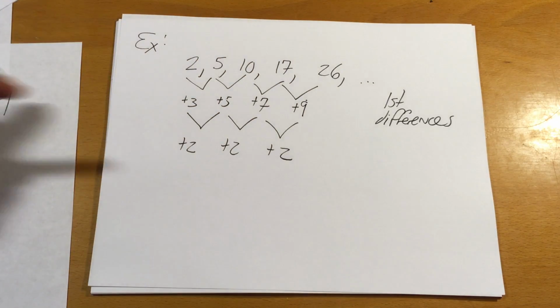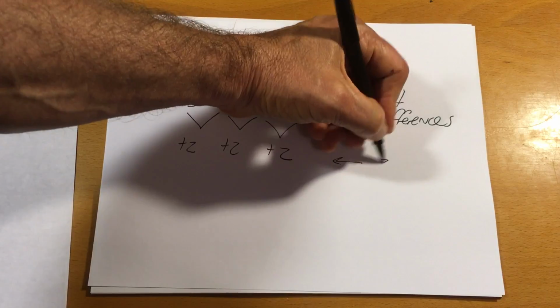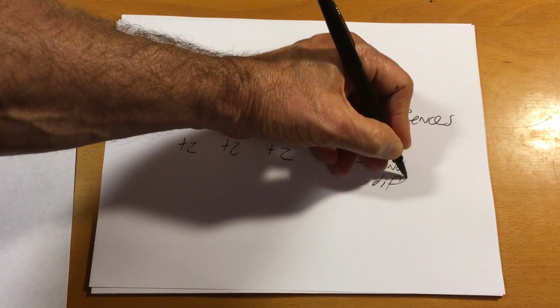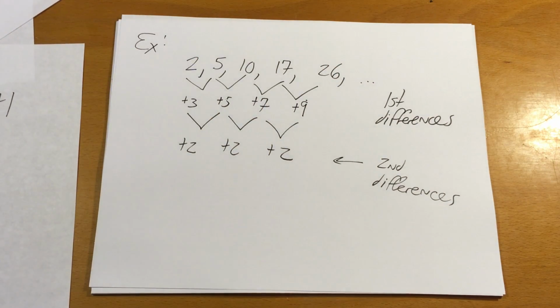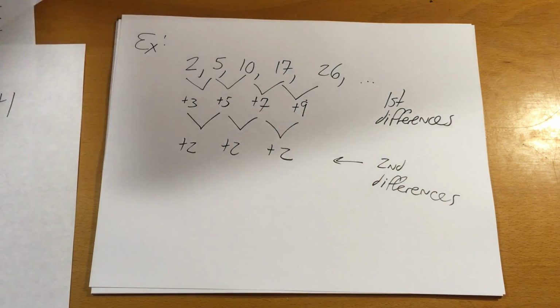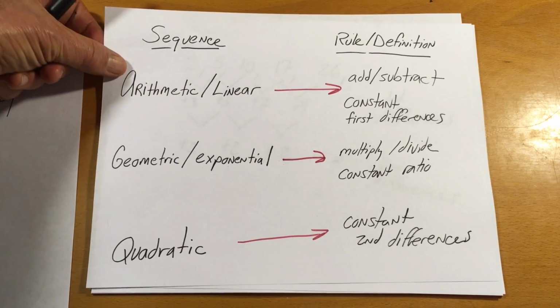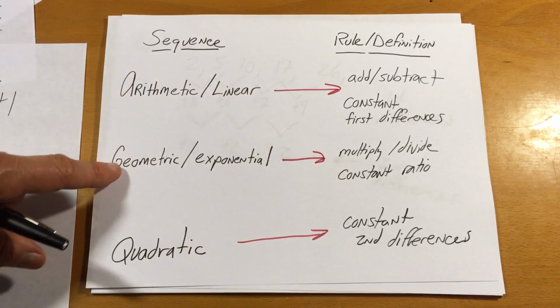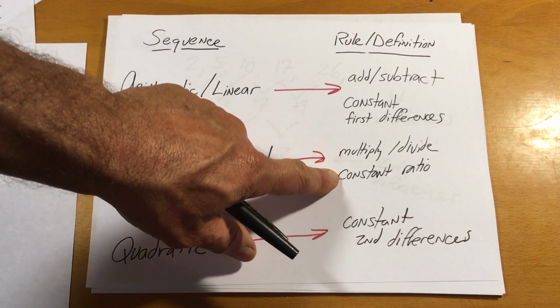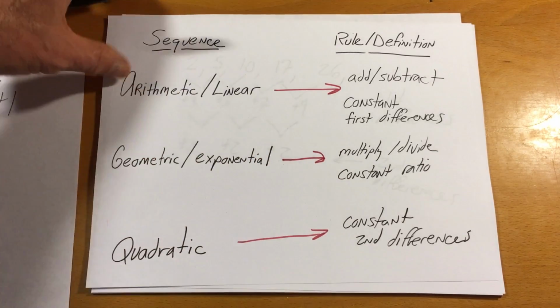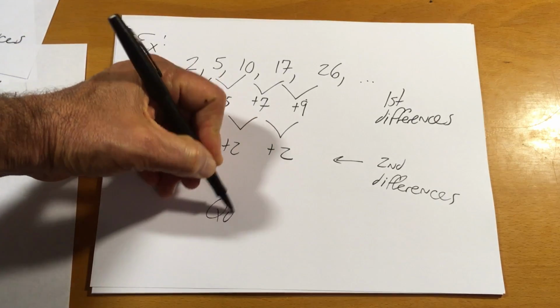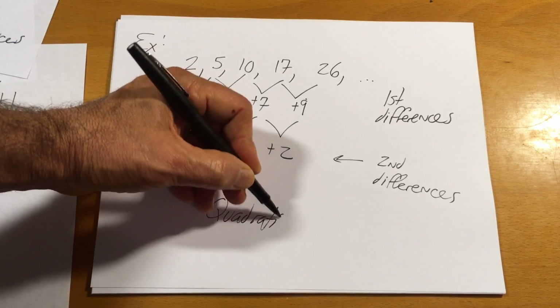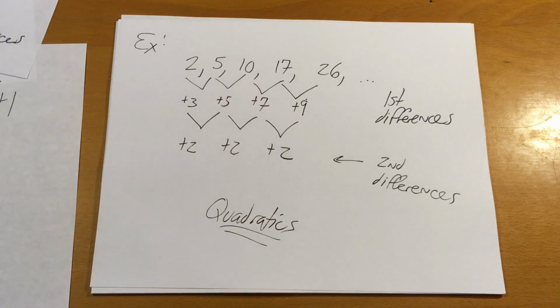So if you notice here, these are called the second differences. All the second differences are going to be equal. And if the second differences are equal, that means it's going to be a quadratic, right? So let's go to the rules again. If it's arithmetic, linear, you have constant first differences. Geometric, exponential, you have constant ratios, multiply or divide. Quadratic is constant second differences. So this is an example of a quadratic. So that's the basic rules, and we'll go on and do some more examples in the following videos.